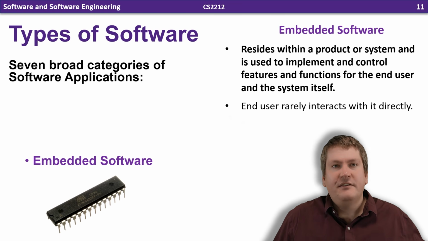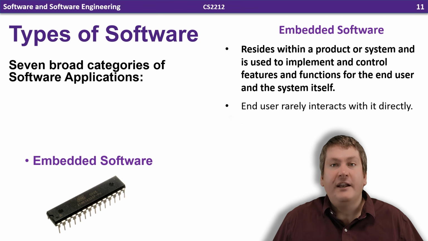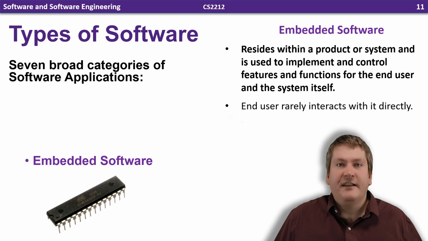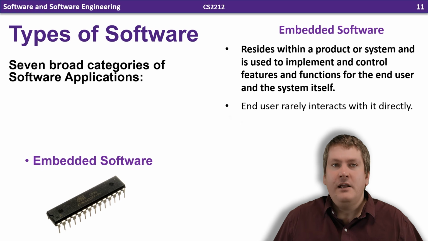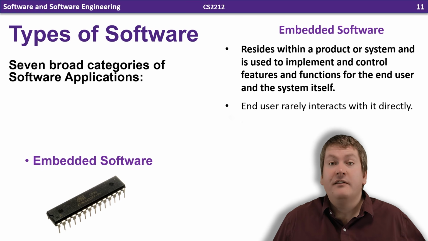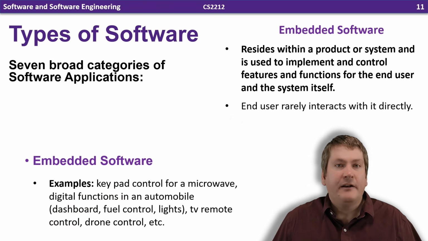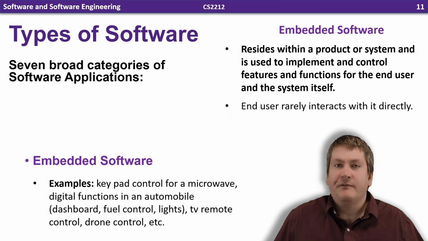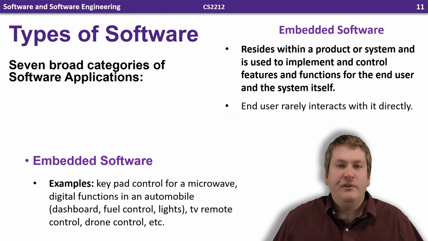For example, on this TV remote that I showed, when you press a button, some software on the microcontroller turns that into an infrared signal and sends that to the TV. This is controlled by sending a signal to an infrared LED to send a specific signal to the TV. As an end user, we don't really interact with that software directly, but it is embedded into the remote, and it does power that operation. So some other examples might be things like keypad controls for a microwave, digital functions of your car, drones and RC cars, and likely most electronic devices you use have some sort of microcontroller embedded in them that has software on it.